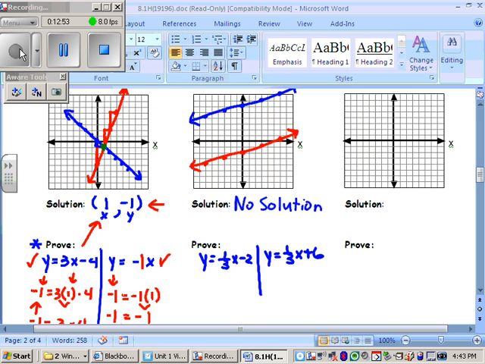And when there's no solution, we don't have a point to plug in to prove it. So in proving it, we really just want to make sure that when it's solved for y, the slopes are the same. And that's how we can prove that these two are in fact parallel. So there's no work to do for proving other than to just visually look at it. Okay, let's take a look at one final example.